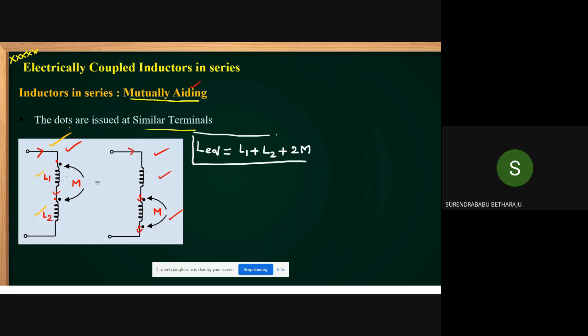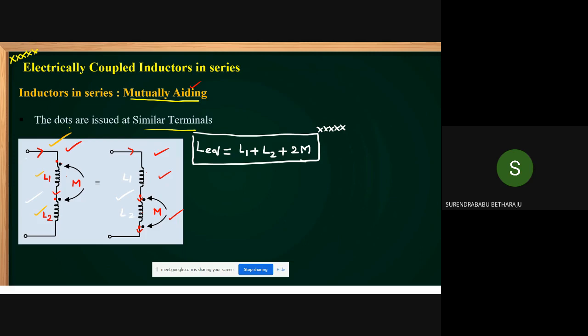If the two coils are in series connection and mutually aiding, then what is the L equivalent? L1 plus L2 plus 2M. This also is a mutually aiding connection. This is L1 and this is L2. It's very simple, sir. Sir, how am I getting this formula?